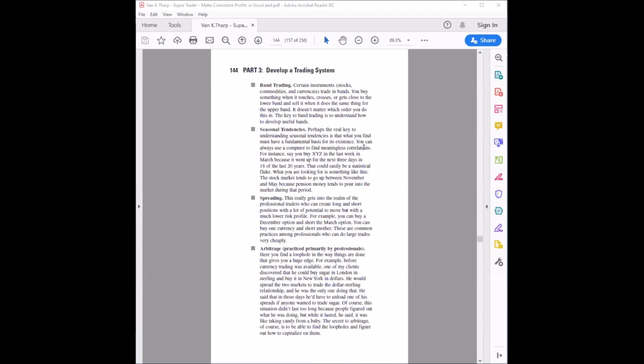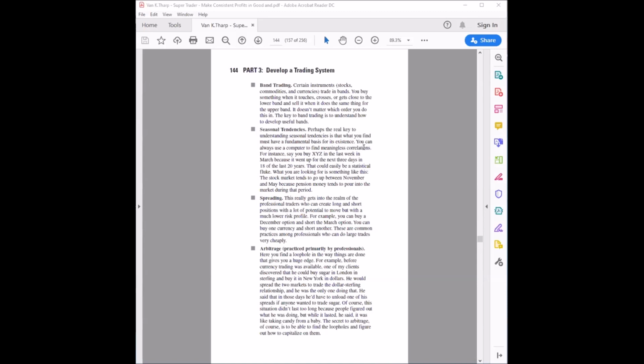You have seasonal tendencies. Scott's talked about these before, knowing that the big boys go away for the summer and come back in the fall. Christmas rally, knowing about those types of events. There's spreading, so you're trading the spread. It says it's professional traders really creating long and short positions with potential to move, but with a lower risk profile. Arbitrage, again, primarily by professionals.